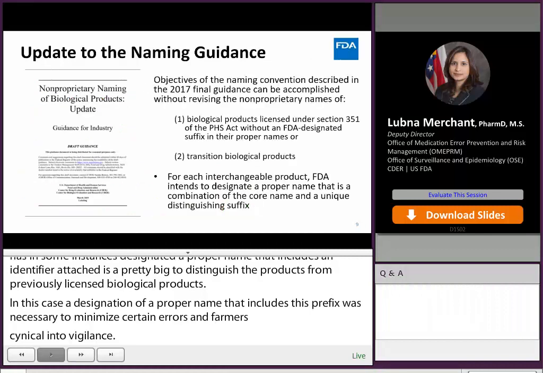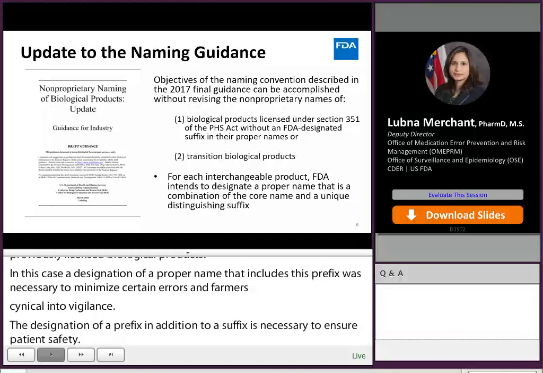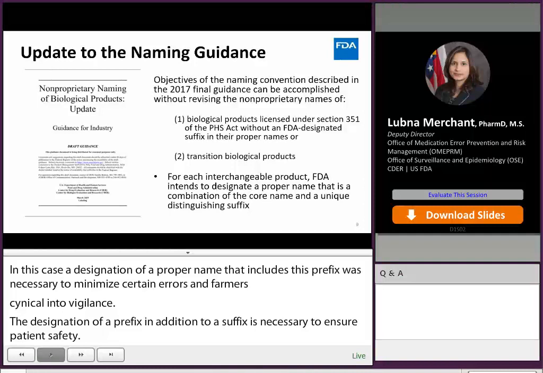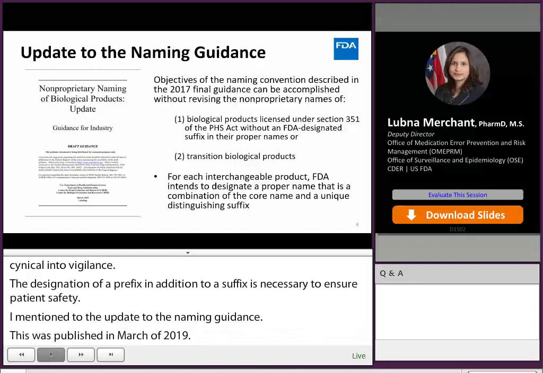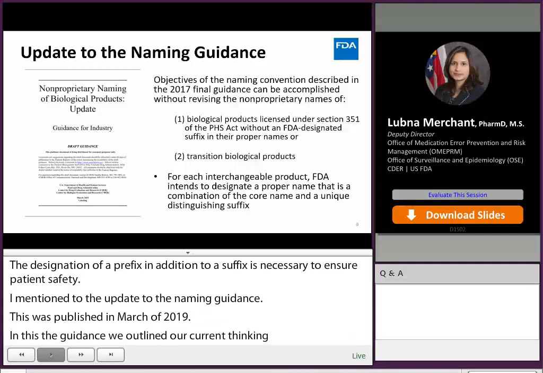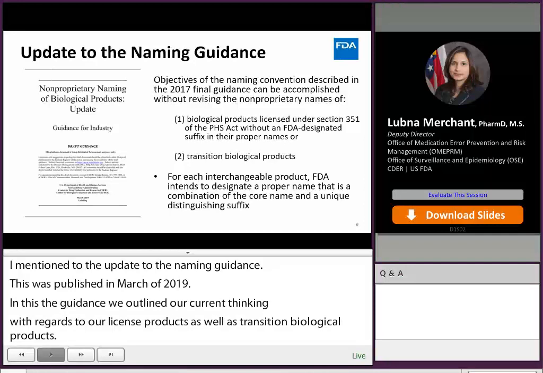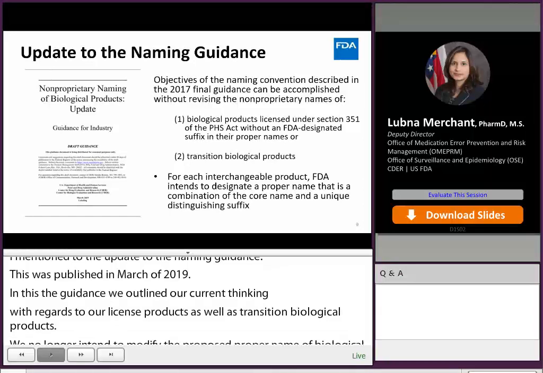I mentioned the update to the naming guidance. This was published in March of 2019, and in this guidance, we outlined our current thinking with regards to already licensed product as well as transition biological product. We no longer intend to modify the proper name of biological products that were licensed under the PHS Act without an FDA-designated suffix in their proper name. FDA also does not intend to apply the naming convention to the proper name of transition biological products.